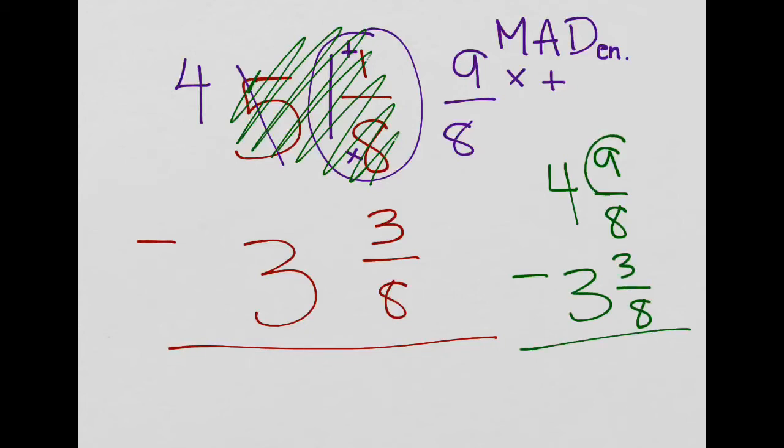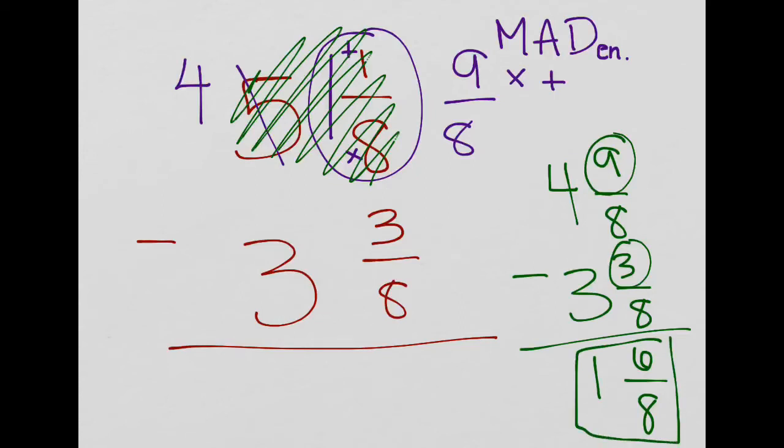Now we're going to subtract our numerators. And we're going to have 9 minus 3. That we can do. So we fixed it. 9 minus 3 is 6. Our denominator stays the same, which is 8. And then we're going to subtract our whole numbers, 4 minus 3, and that's 1. So our answer is 1 6/8.